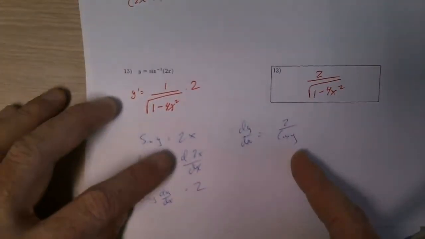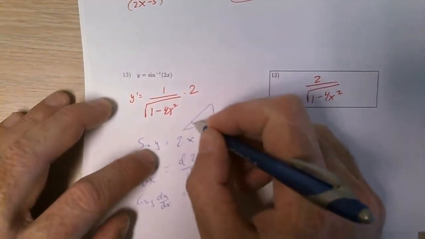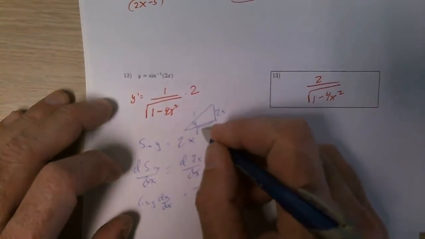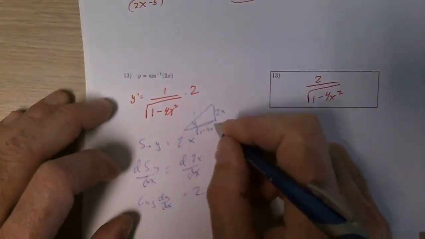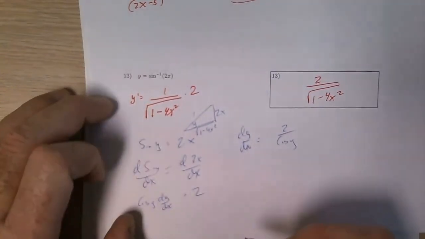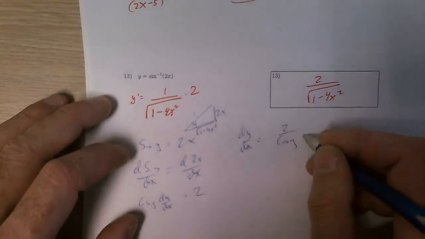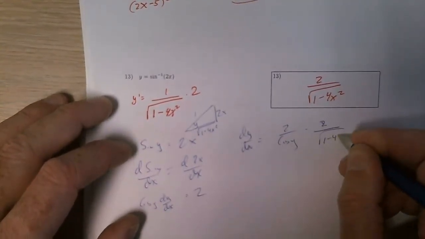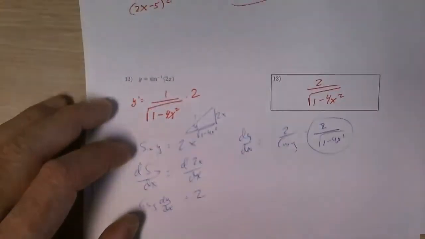But cosine y, let's come back here. There's a triangle. If y is the angle whose sine is 2x over 1, and the other side here is going to be 1 minus that squared, so 4x squared. Notice that's the same square root I started with, so that's good. And the cosine of y is the square root divided by 1. So 2 over the square root of 1 minus 4x squared. That's what I have for an answer. Okay.